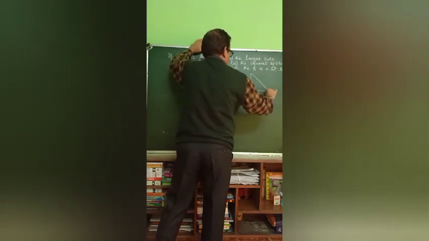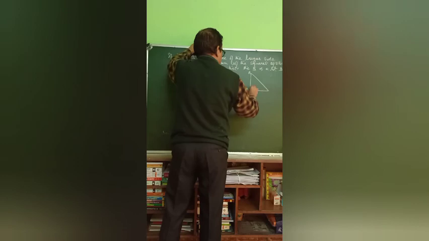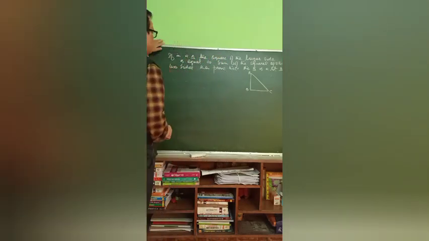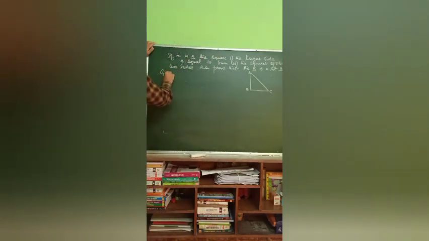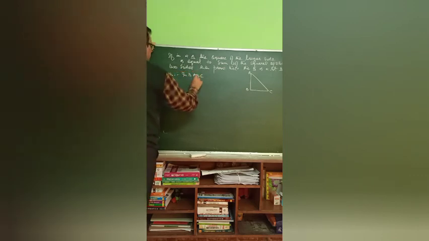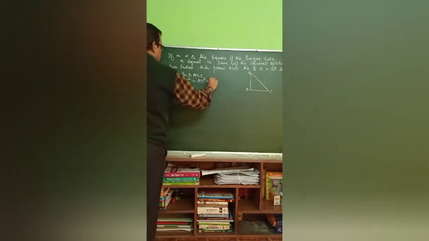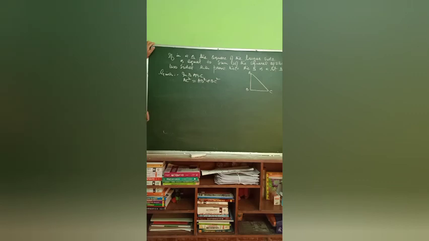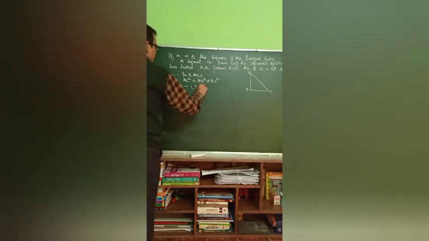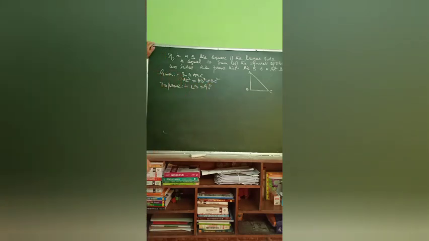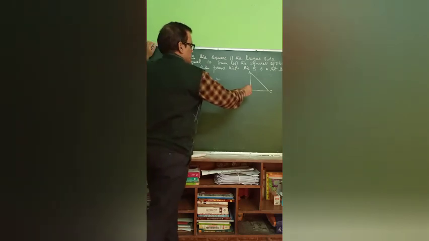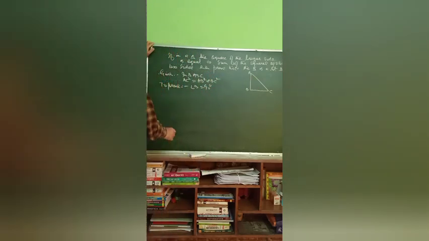ABC. AC is the larger side given. In triangle ABC, AC square is equal to AB square plus BC square. This is given. What needs to be proved? To prove is angle B is equal to 90 degrees. This we need to prove.